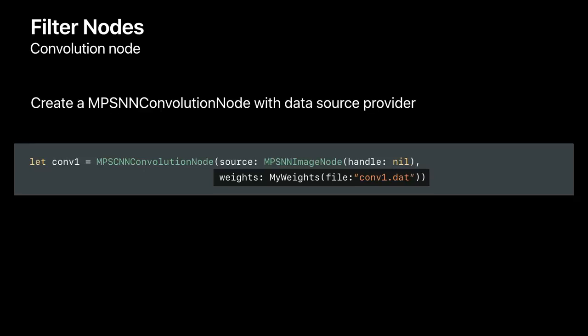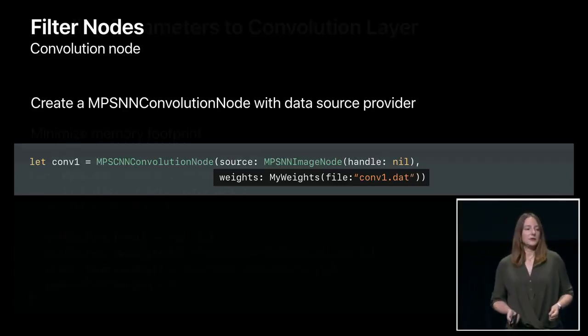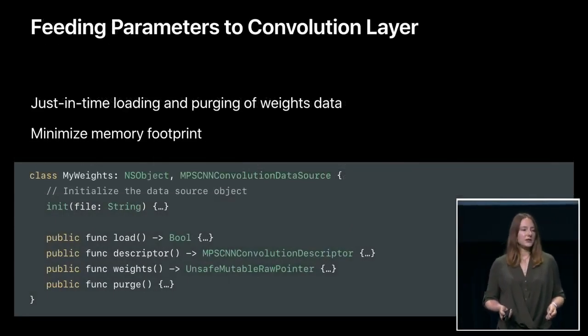Neural networks keep growing larger and larger in size. And if you have many convolution nodes in your networks, that means that the overall size of the weights for your entire network could be quite considerable. To help with that, we've added a convolution data source protocol that you can implement. And it provides just-in-time loading and purging of weights data.